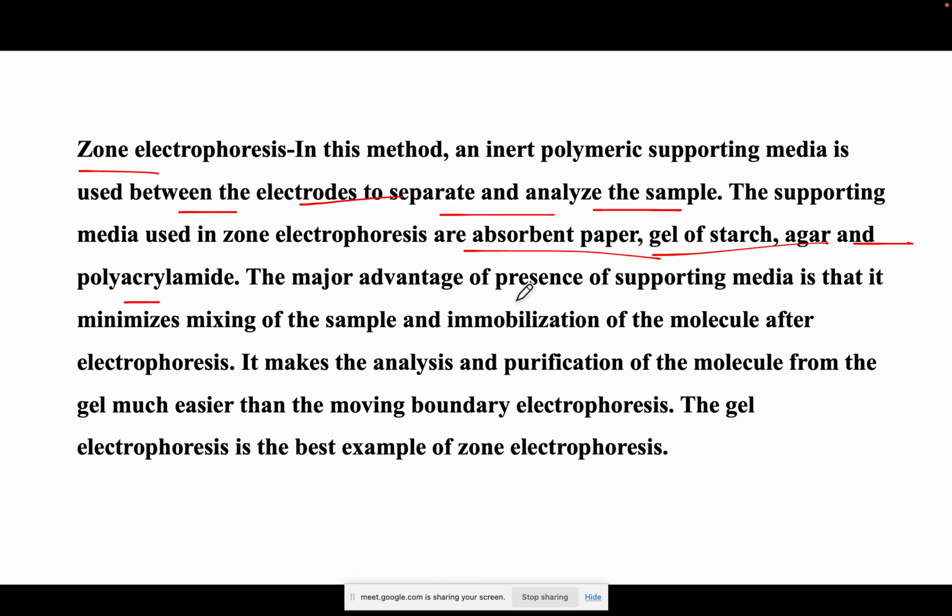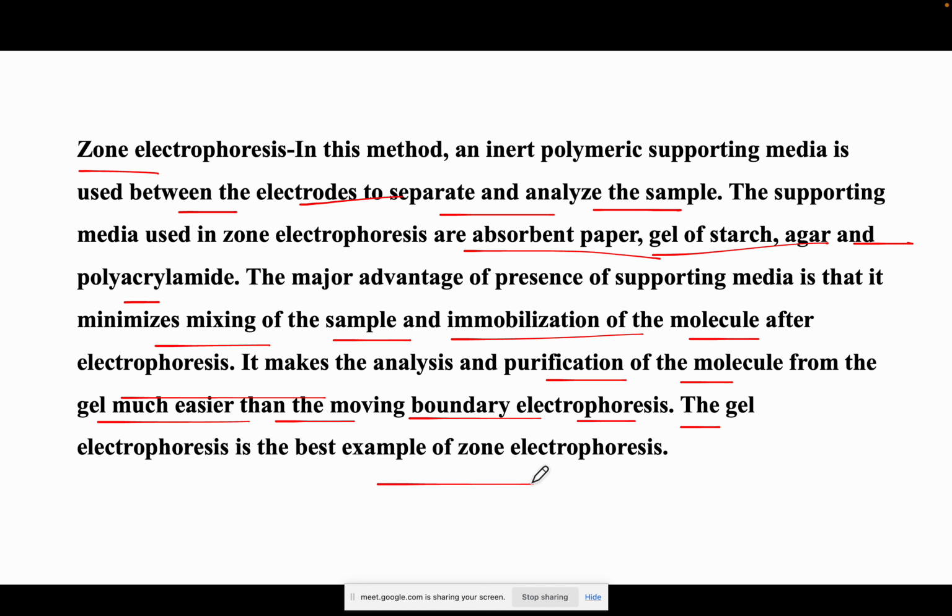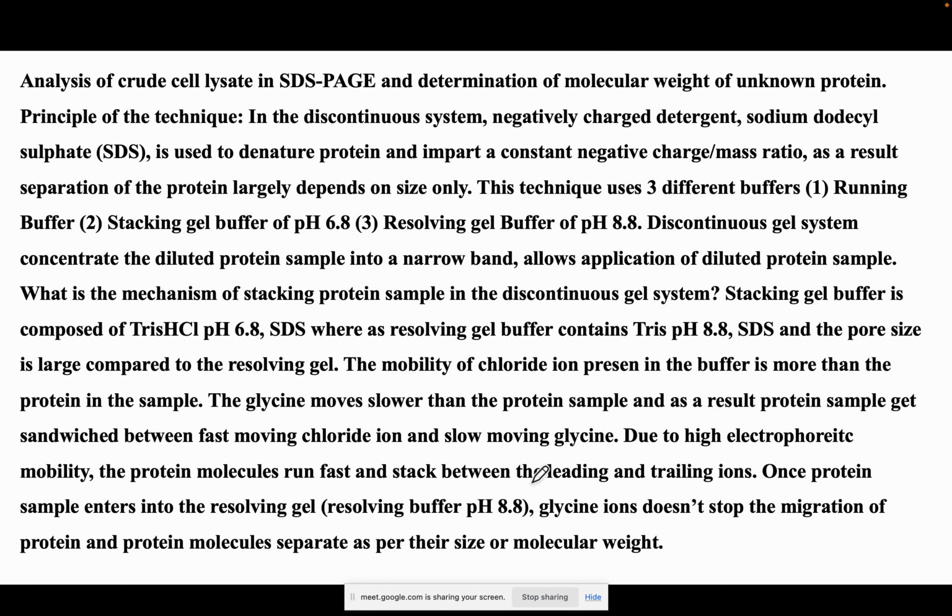The major advantage of the presence of supporting media is that it minimizes mixing of the sample and immobilizes the molecule after electrophoresis. It makes the analysis and purification of the molecule from the gel much easier than moving boundary electrophoresis. Gel electrophoresis is the best example of zone electrophoresis, so we'll be discussing that.